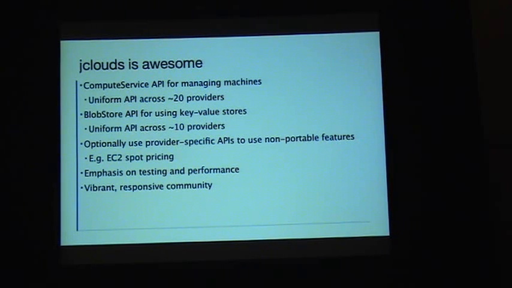You can also write to provider-specific APIs if you need to. We try and avoid doing that. We want our code to be as portable as possible. But sometimes it makes sense to drop into these special APIs or use special features that aren't portable. A good example is EC2 spot pricing, which allows you to reduce the cost of running clusters.